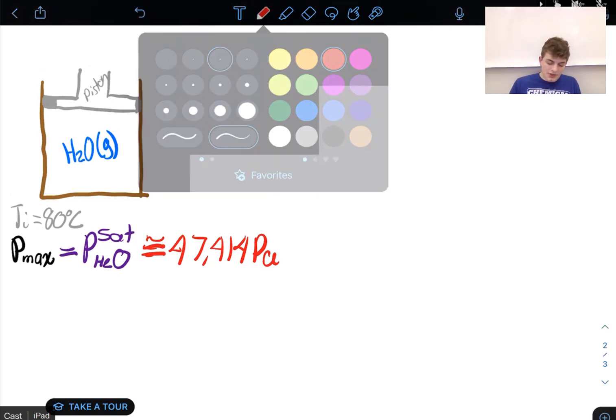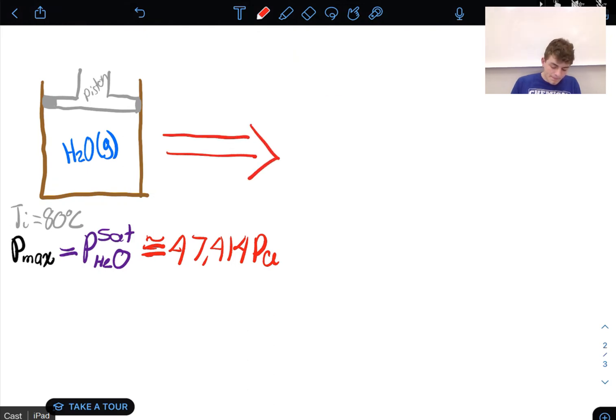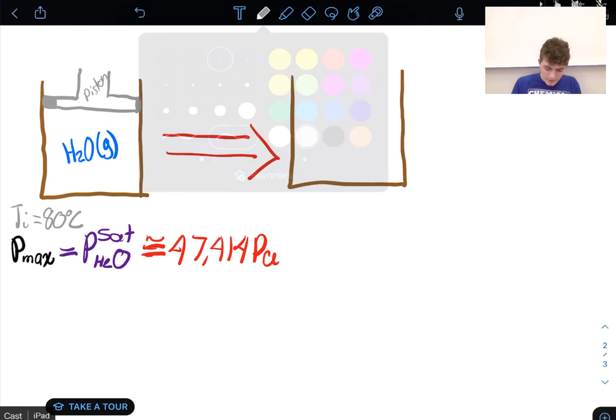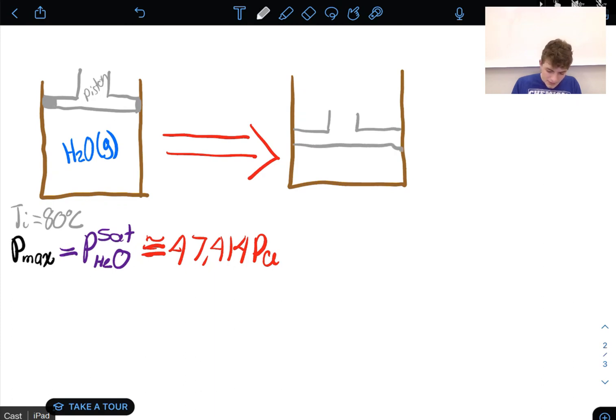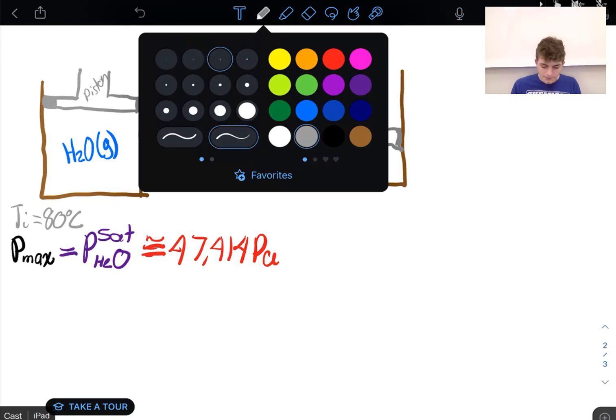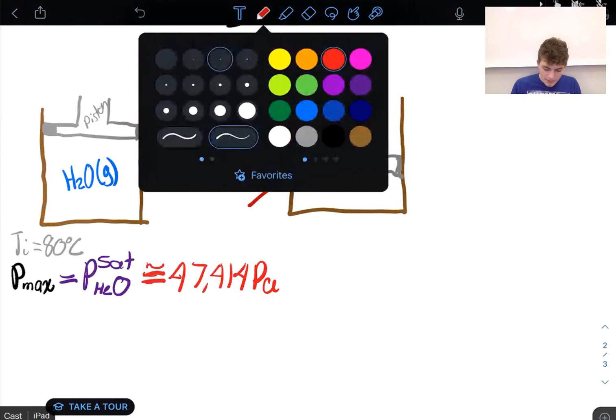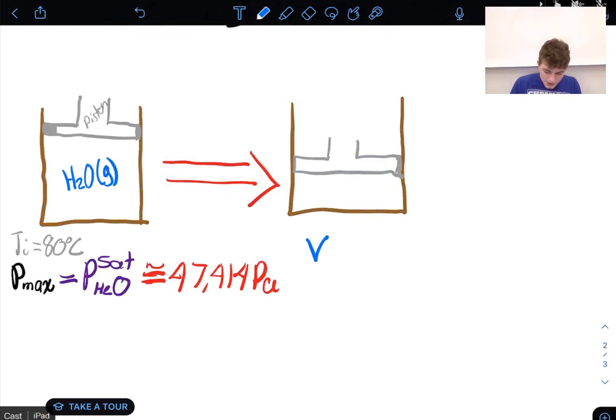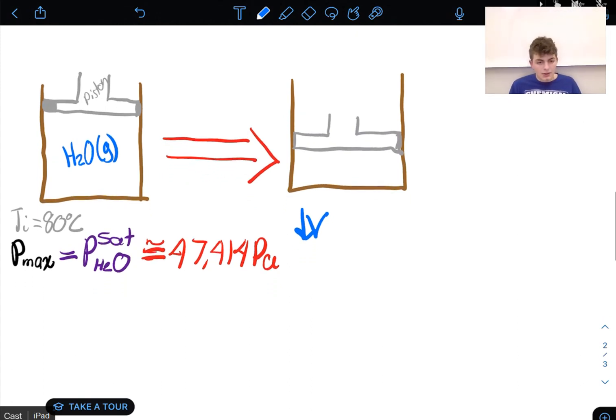So let's say I start to move this boundary. I'm going to bring it down a little bit. And so what is actually going to happen when I move this boundary? Well, obviously the volume of the gas is going to decrease, right? So when I come over here, the volume of the gas will decrease. It's a low pressure initially, right?